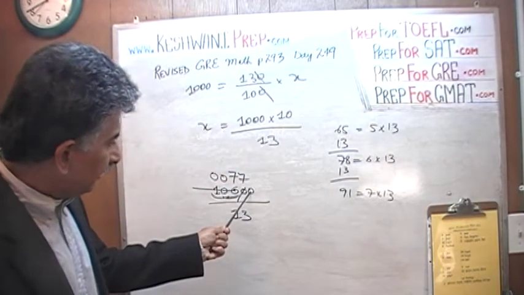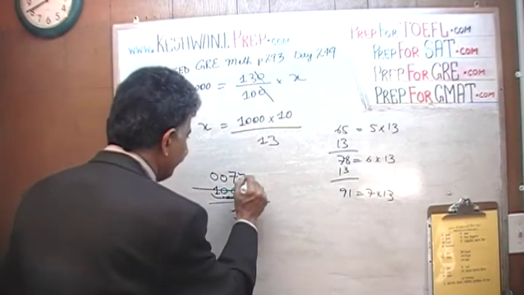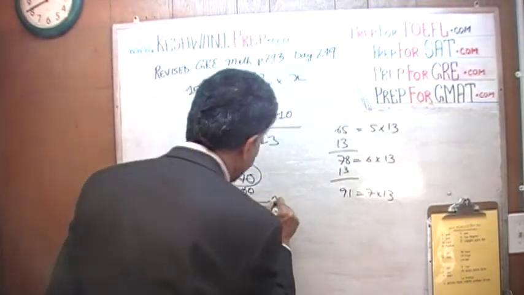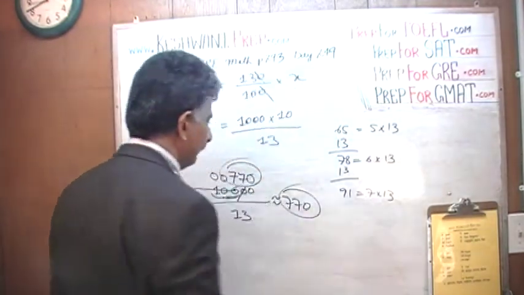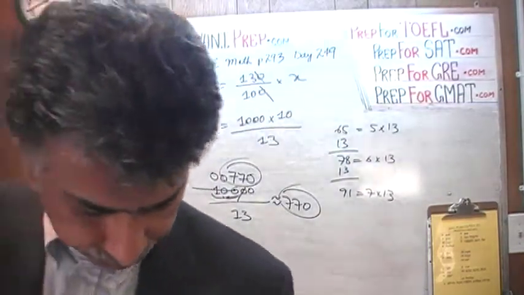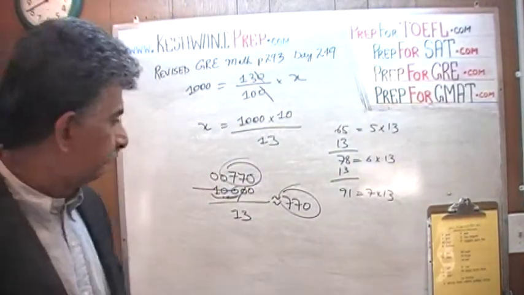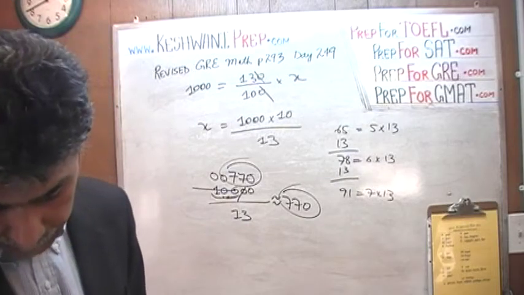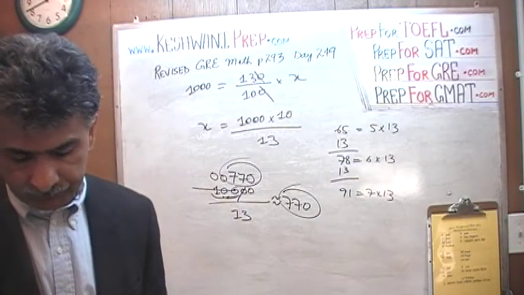How many 13s in a 0? The answer is 0. So there is your answer: 770. That's all there was. 770 is the answer.